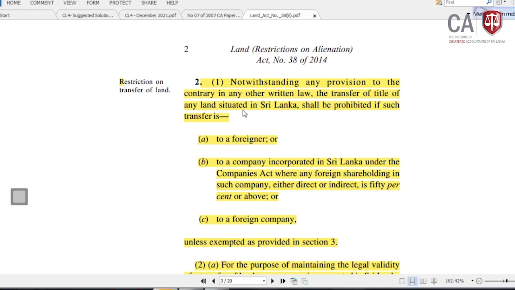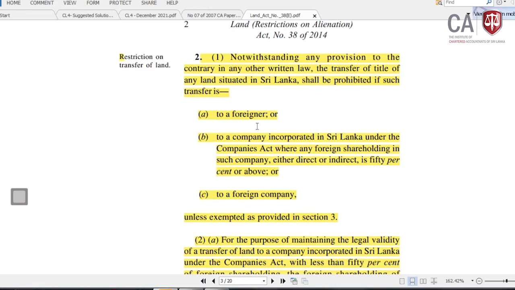If you look at section 2 of the Land Restrictions on Alienation Act, it's very clear: notwithstanding any provisions to the contrary in any other written law, the transfer of title of any land situated in Sri Lanka shall be prohibited if such transfer is to a foreigner. So here, the person mentioned in the question is a Denmark national, a foreigner, therefore he cannot acquire the property.